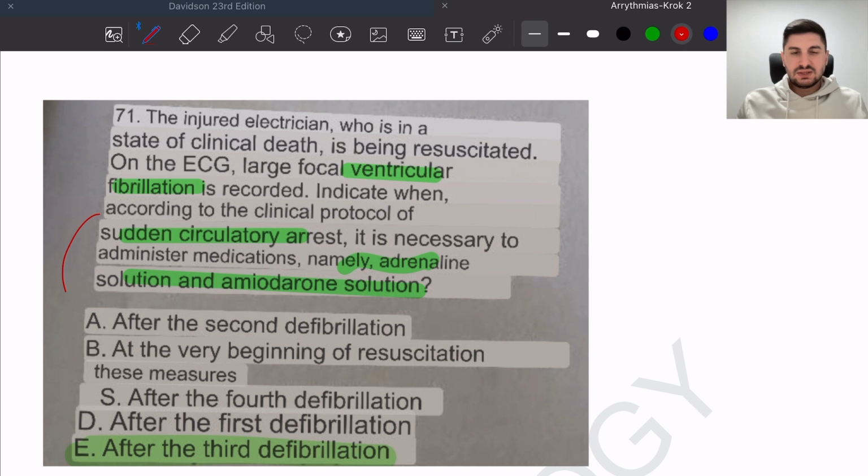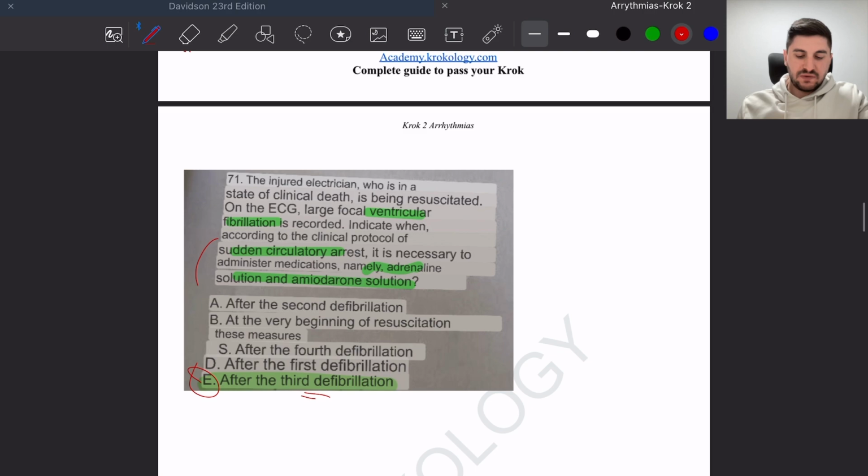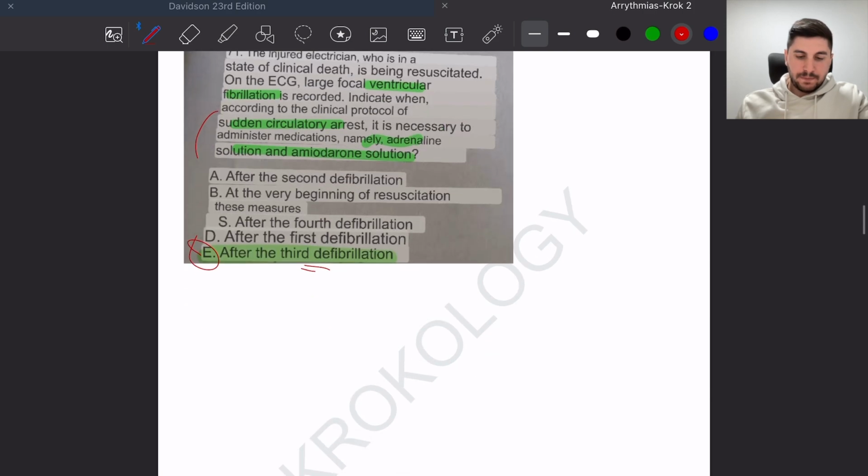Here it says translated Ukrainian question, but here they mean when you should use amiodarone and adrenaline together, when it is ventricular fibrillation, in which case after the third unsuccessful defibrillation attempt. Okay, so after the third one.